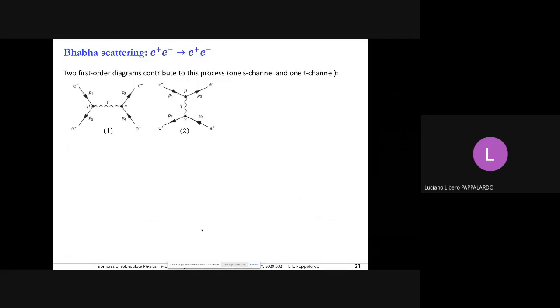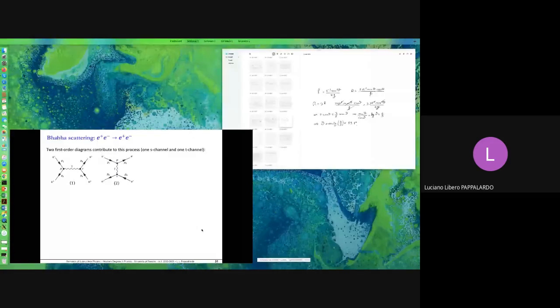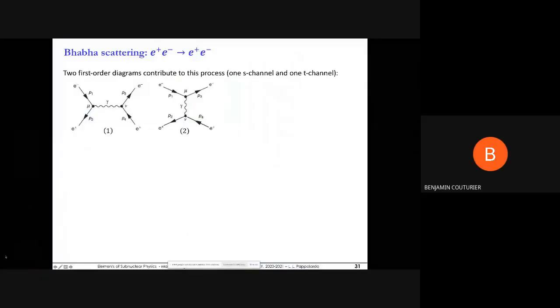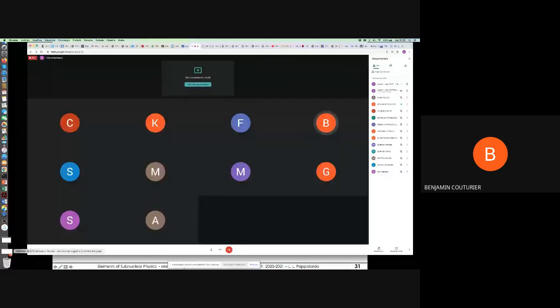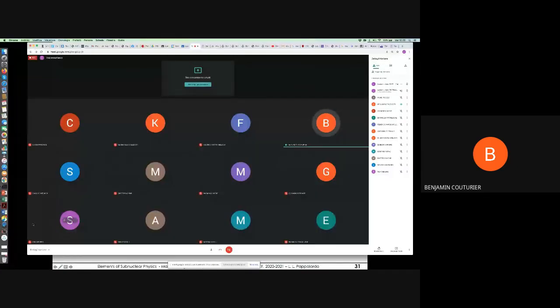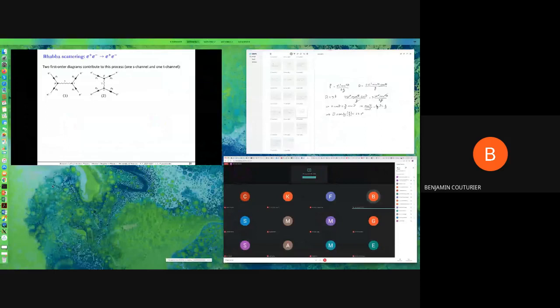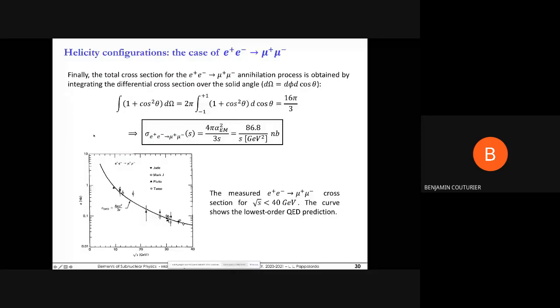Yeah, just a question before we go. If we align the spins of the particles before, can we just measure with just part of the matrix elements?